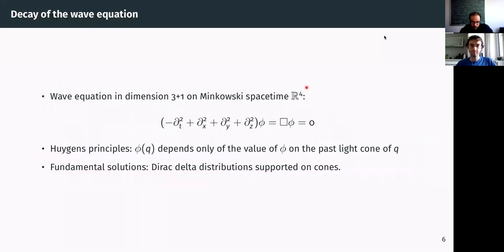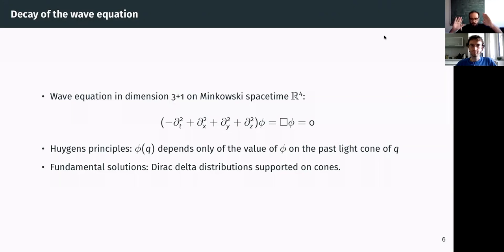So here I'm interested in the wave equation on Minkowski spacetime. So this is the equation I'm interested in. And I am insisting heavily, I am looking at dimension 3. What I'm saying is not true in dimension 1 plus 1, and it's not true in dimension 2 plus 1. Or more specifically, it's not true in even spatial dimension. So it's true only from dimension 3.